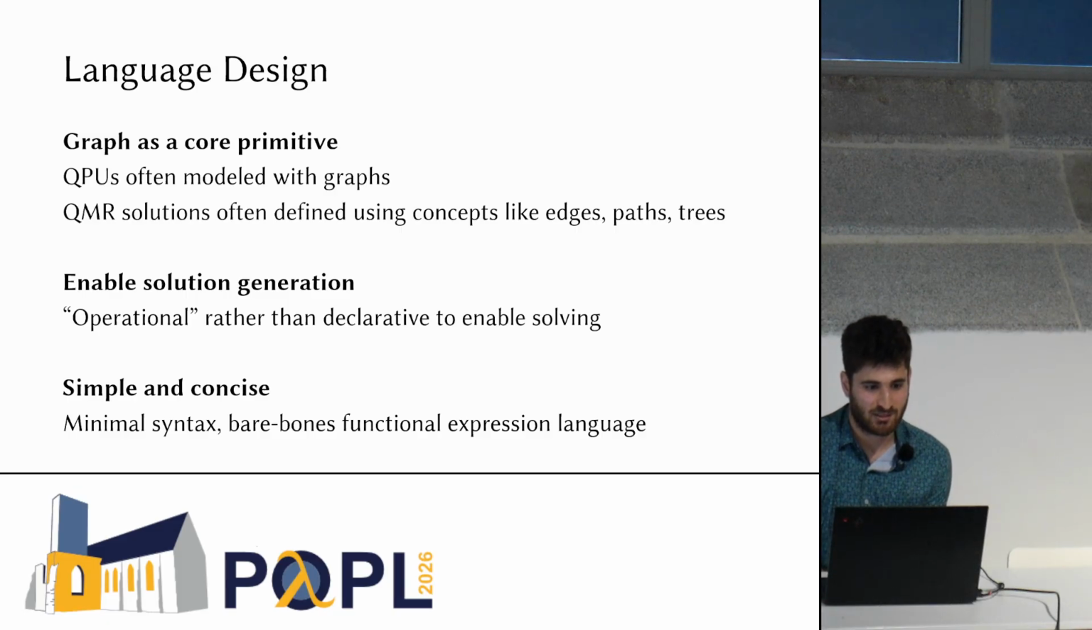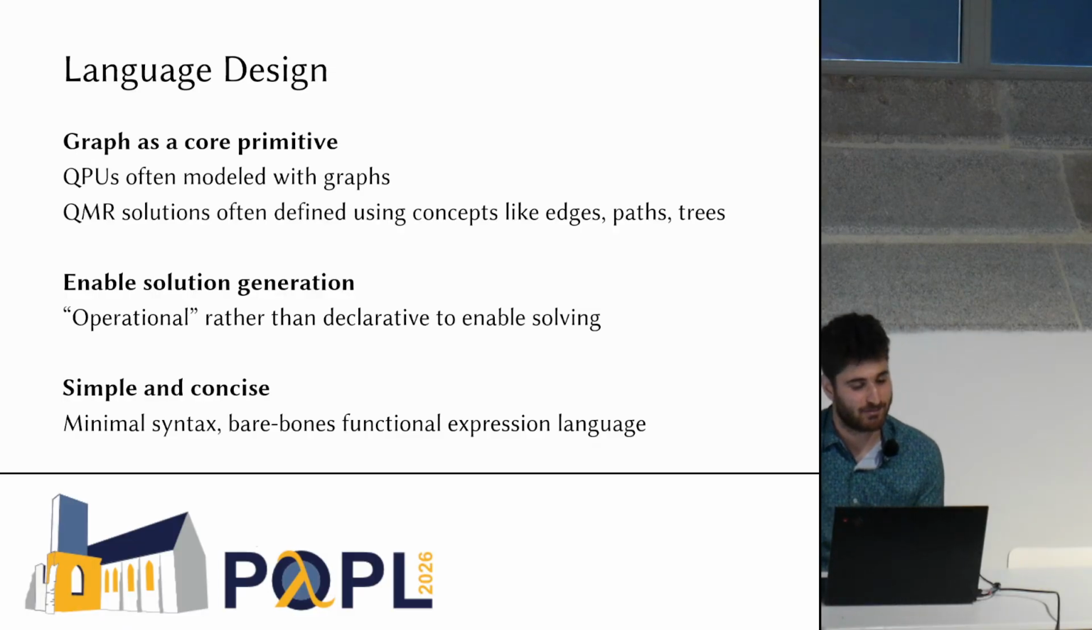So this language is designed based on a couple of principles that are chosen to be fine-tuned to this domain. One of them is that we have graphs as a core primitive in the language. What we noticed is that a lot of these qubit mapping and routing problems model the QPU with some sort of graph. You might have seen that in the pictures that I showed. So this language has first-class concepts for things like edges and paths and Steiner tree construction, and that makes the language unique.